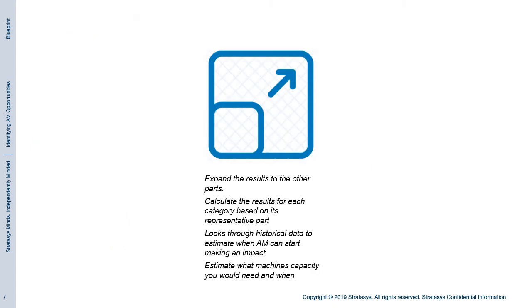The last step is to expand the result to the other parts in the category. Because we created those categories by material, size, functionality, and cost, the printability and saving will be very similar to the other parts. On top of that, we add what we call confidence level. For each representative part, we give a percentage of how likely the parts in the same category are similar. This allows us to have more accurate data.